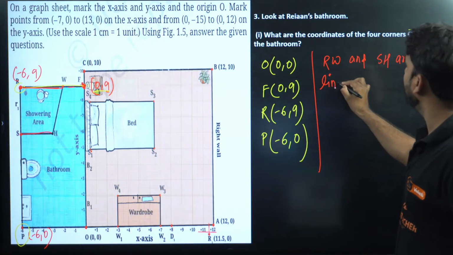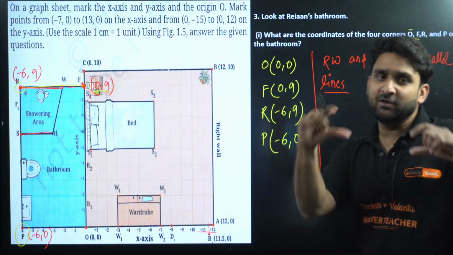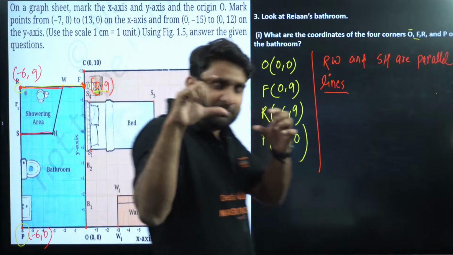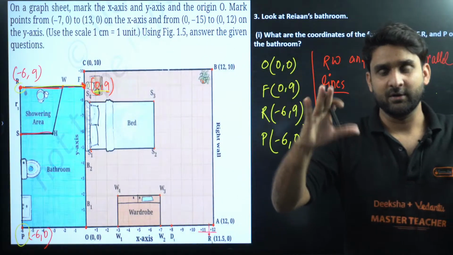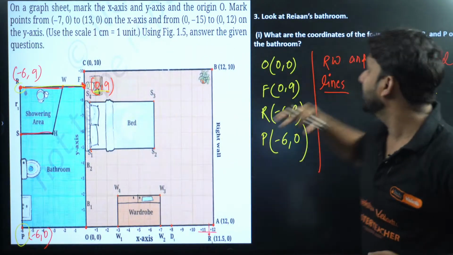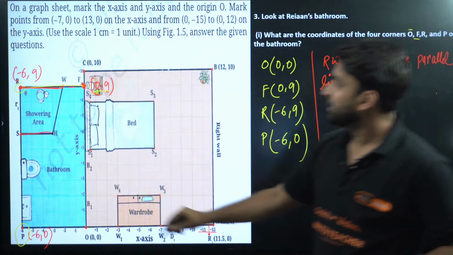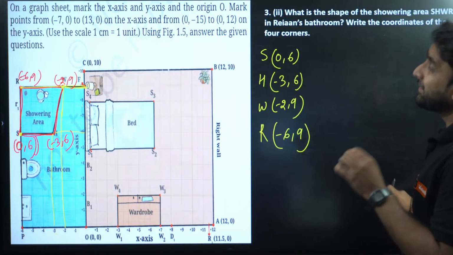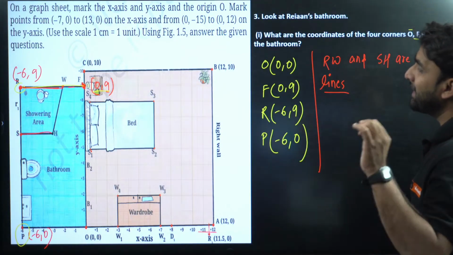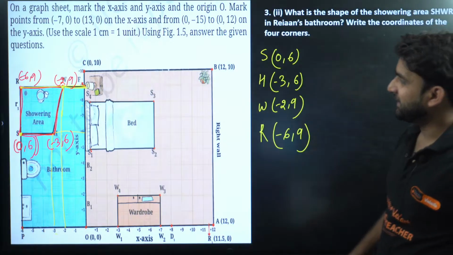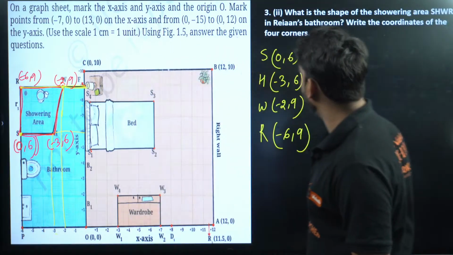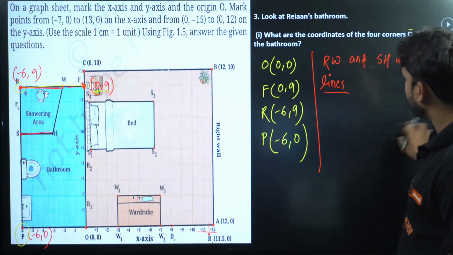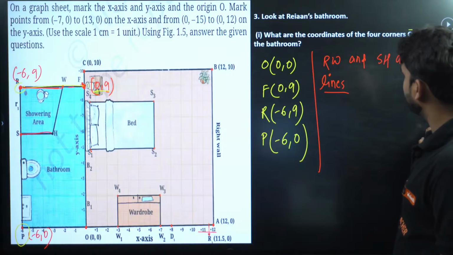We all know, in any quadrilateral, if any one pair of sides is parallel, whether this pair or this pair, doesn't matter, the quadrilateral will become what, my dear champion? Trapezium. The quadrilateral will become a trapezium. So this is basically a trapezium.